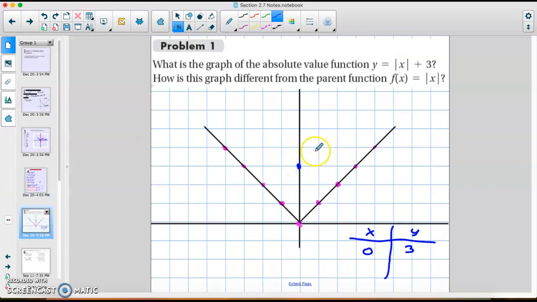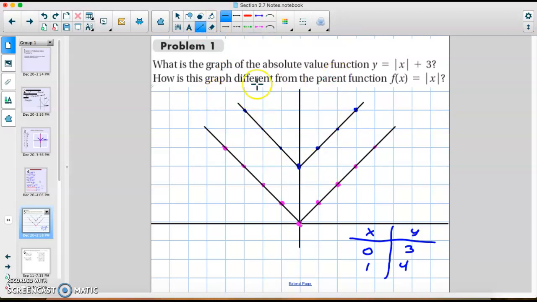Okay, so now we should have 1, 4. Let's just check and make sure we do. 1, absolute value of 1 is 1, plus 3 is 4. Yep, so all these points are just shifting up 3. Up 3, and then here, here, and here. And then we connect our lines, obviously. Okay, so how is it different than the parent function? Well, it's just shifted up 3. So in your homework, if it asks that, you're just going to say up 3.